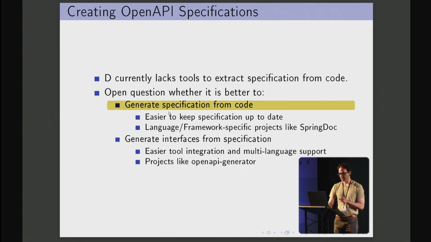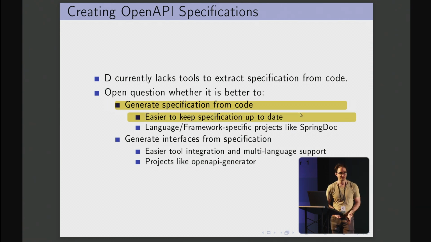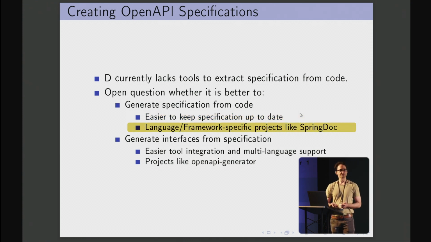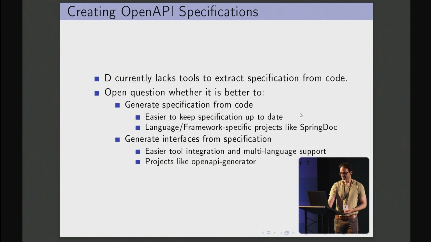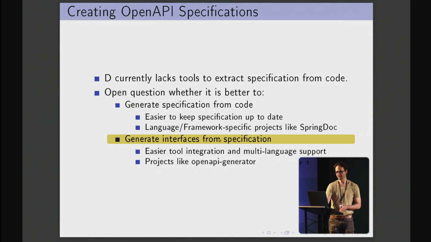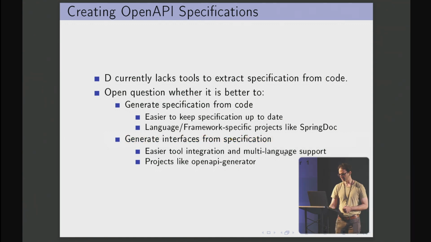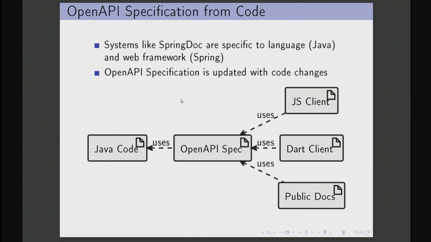So this approach of generating a specification from code has some advantages. It's very easy to keep it up to date. As you update your code, your compiled code that's been checked, the specification is always kept up to date. And you get a lot of support from language-specific tools. Like if you're using Java, there's a project called Spring Doc, which does a lot of this. And yes, you can also go in the reverse direction and just generate code, and it has pros and cons as well.